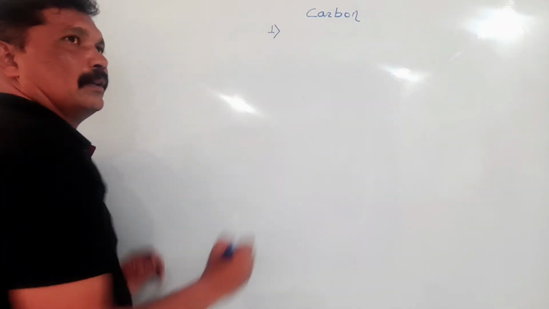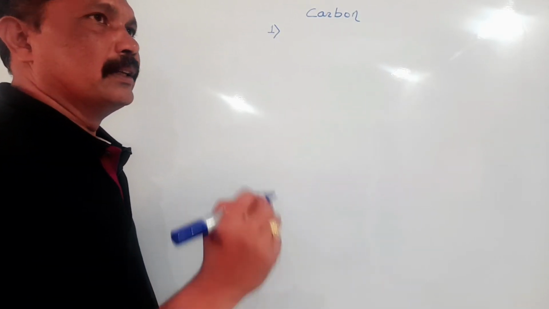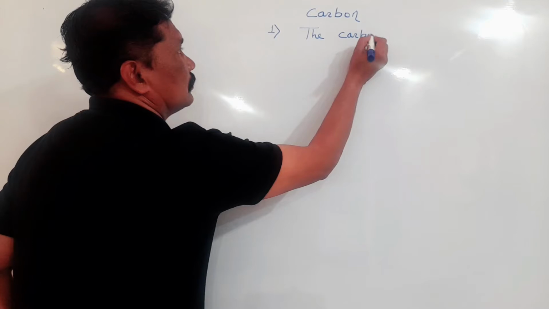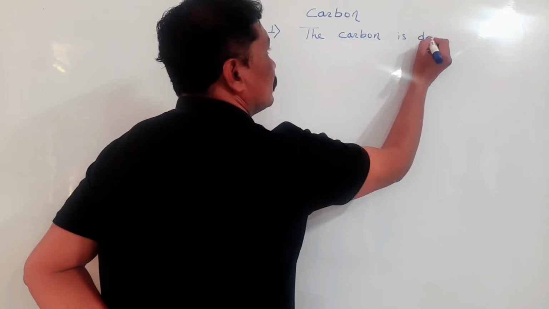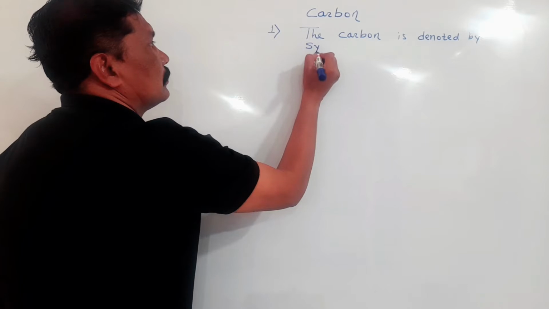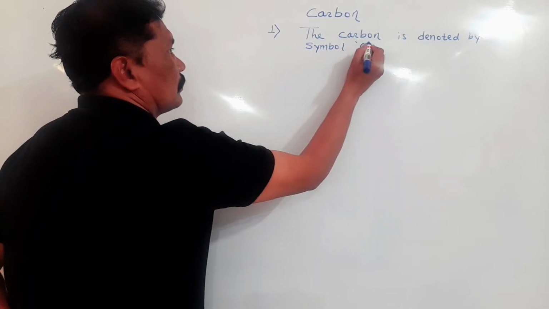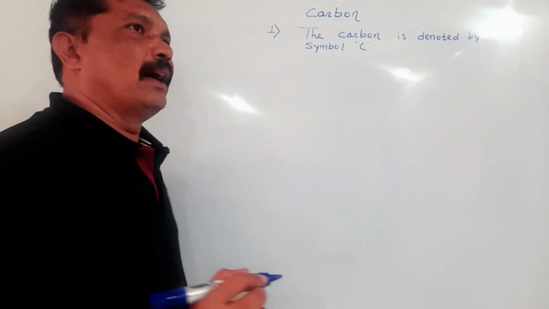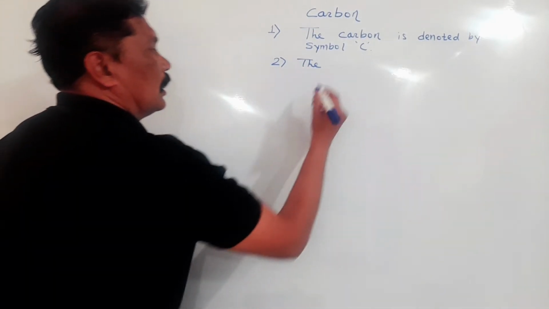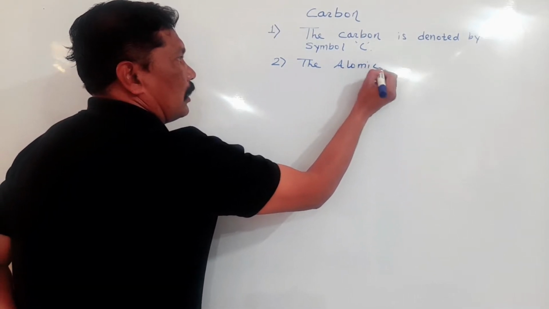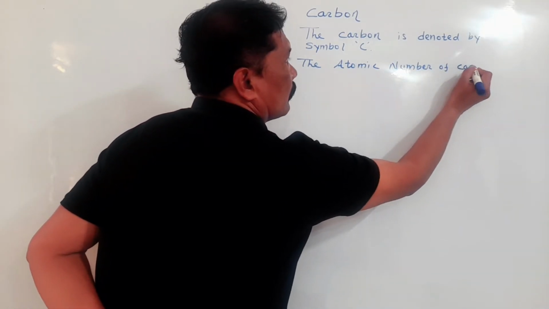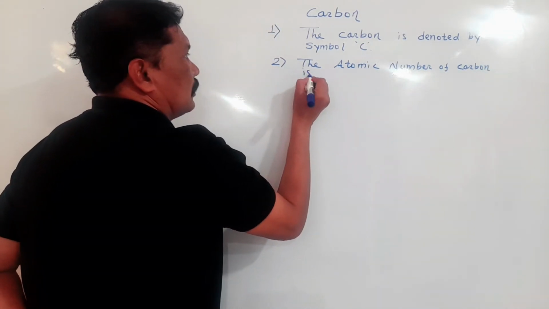My dear student, the first point we studied about carbon is that carbon is denoted by the capital letter C. The atomic number of carbon is 6.